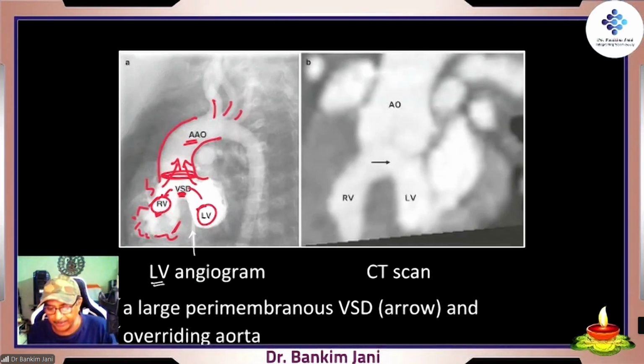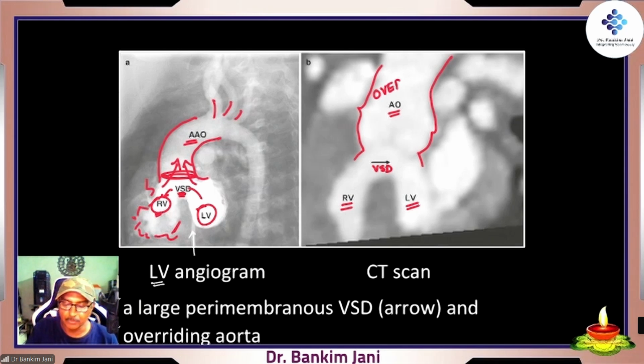If we take a CT scan, this image is of a CT scan, pretty zoomed. Here is the left ventricle, here is the right ventricle, and this is the VSD, ventricular septal defect. And we can see the classical aorta coming out of both. This thing is called the overriding of aorta. This is a classical picture of tetralogy of Fallot.